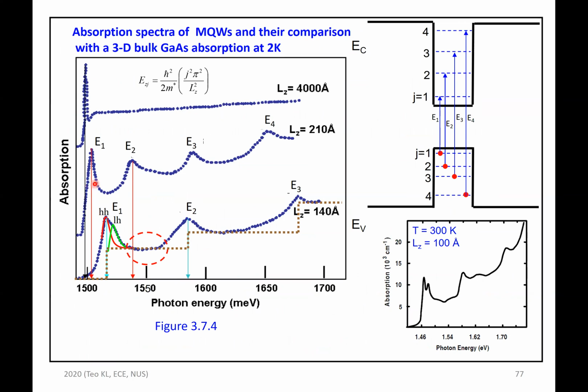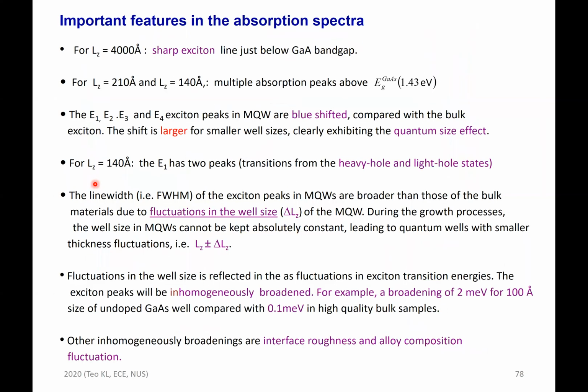So all this broadening can be due to the well width fluctuation, or we call it the well size fluctuation. It could be due to interface roughness. It could be due to alloy composition. So all this adds up to the broadening of the line width.